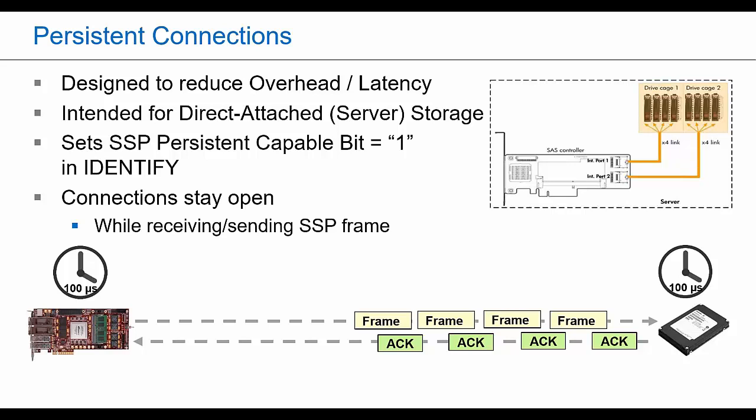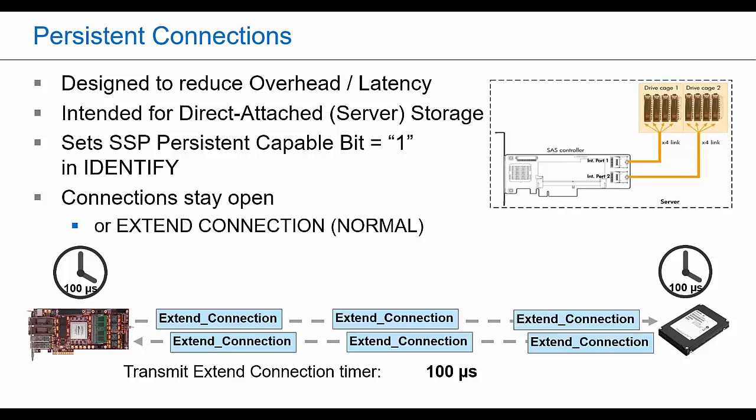Hyper-converged infrastructure is another place you might see persistent connections used. And this feature does require support on both the initiator and the target side. It's optional, but if it's supported, it'll be reported in the identify string. Once an extend connection is enabled, both sides start a 100 microsecond timer, and that resets every time it detects an EOF delimiter.